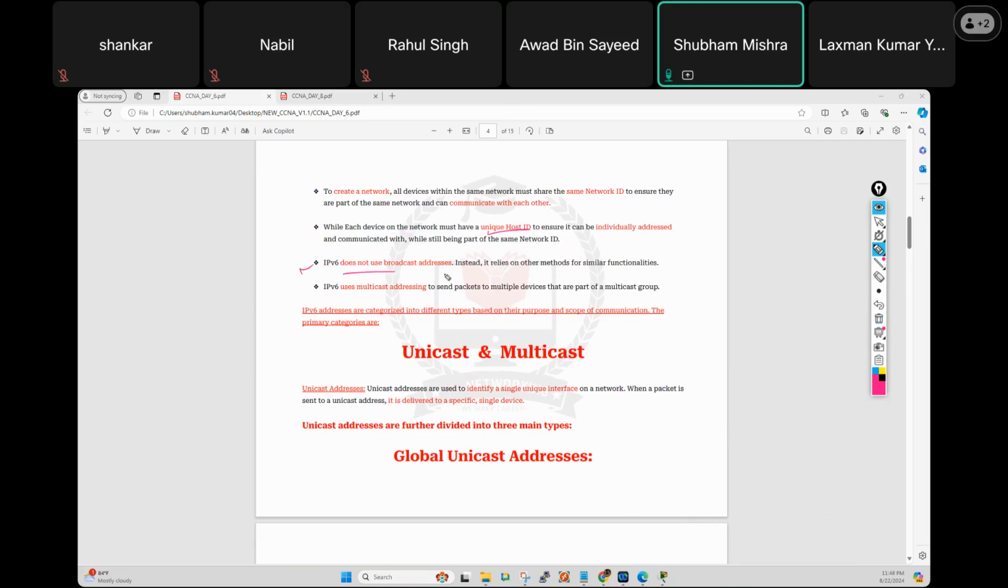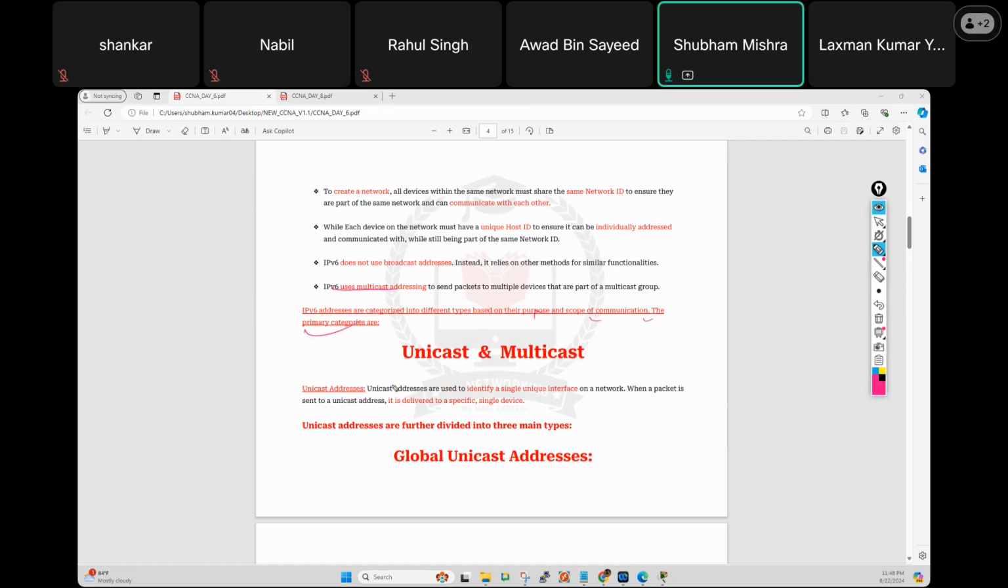IPv6 does not use the broadcast address. This is also very important. In IPv4, we have a concept of broadcast, but in IPv6, there is no concept of broadcast. Understand? In IPv6, we have the concept of unicast and multicast. IPv6 addresses are categorized into different types based on their purpose and scope of communication.